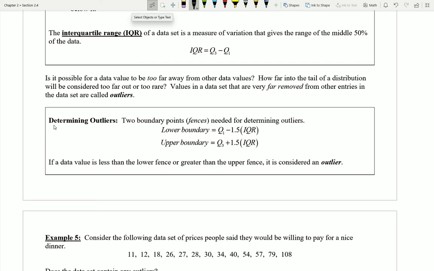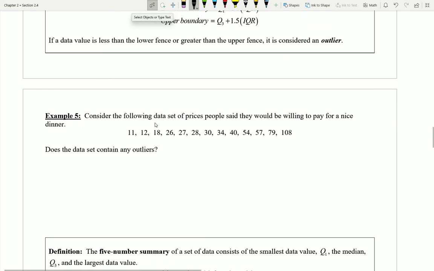In example 5, we can see that we're going to be considering the data set of prices that people said they would be willing to pay for a nice dinner.